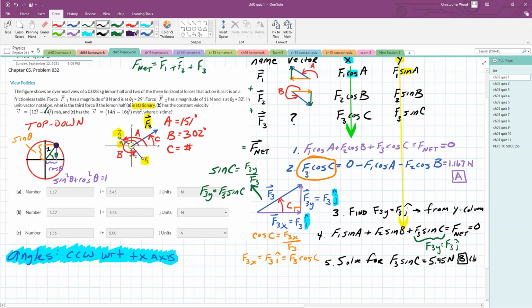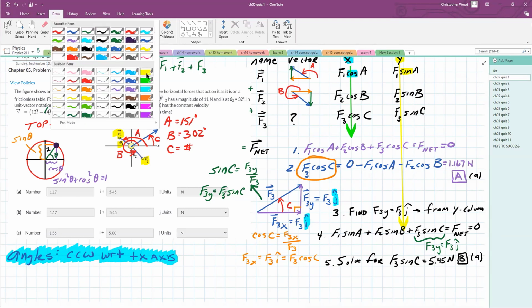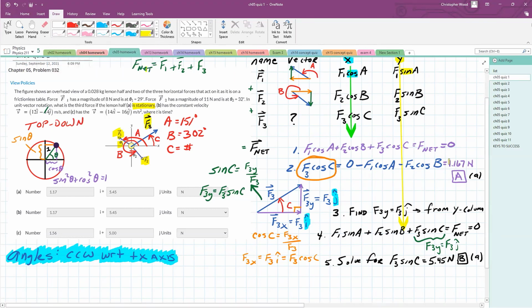Let me do some highlighting here. This is the answer to A, and this is the answer to A. Okay, and that's it. We are done with A. This is my I hat component for A. This is my J hat component for A. Done with part A, which was really the heavy lifting.